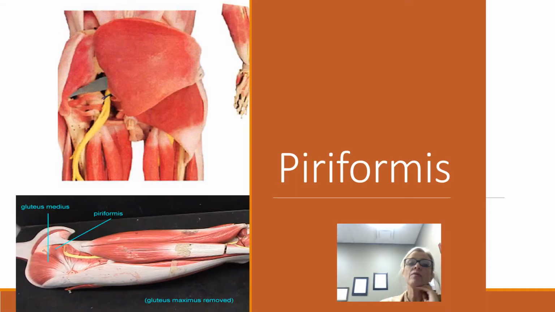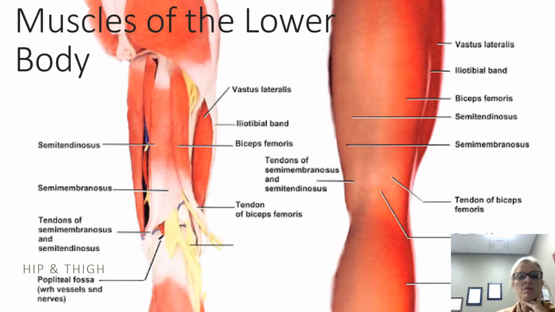Next, we have the piriformis, and it is pyramidal or triangular shaped, inferior to the gluteus medius. The origin is on the anterior lateral sacrum. The insertion, greater trochanter of the femur, and the action is abduction and lateral rotation of the thigh. It's actually a little easier to see on the solid model here down at the bottom. All right, so we're going to move on down to the muscles of the lower body.